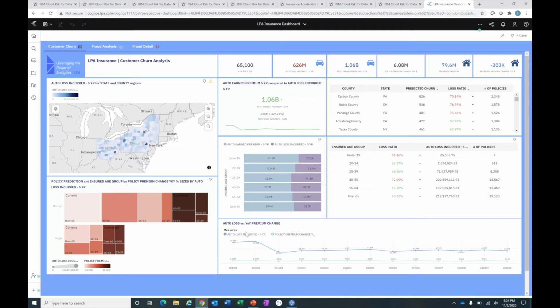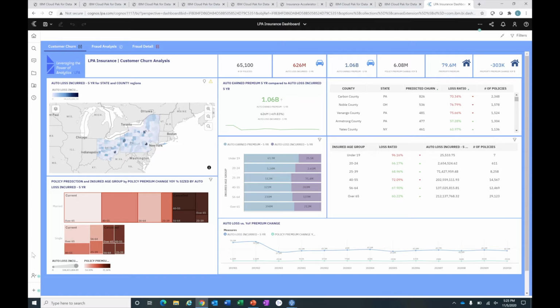Let's go ahead and look over at our heat map. So this heat map is looking at the predicted churn by marital status, as well as we're looking at our loss incurred, as well as premium changes year over year. And what I'm looking for in the heat map is where the color is darker. That's where I want to pay attention to.